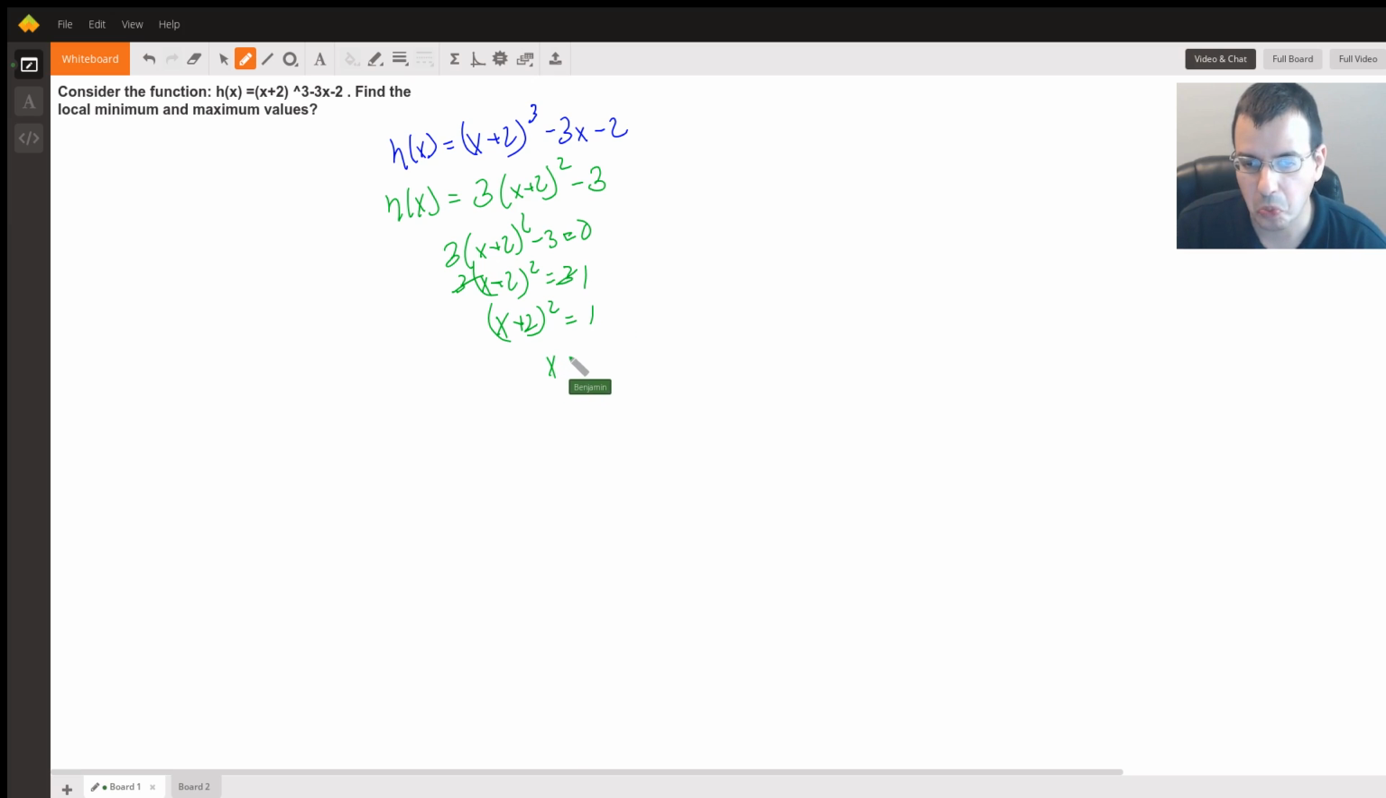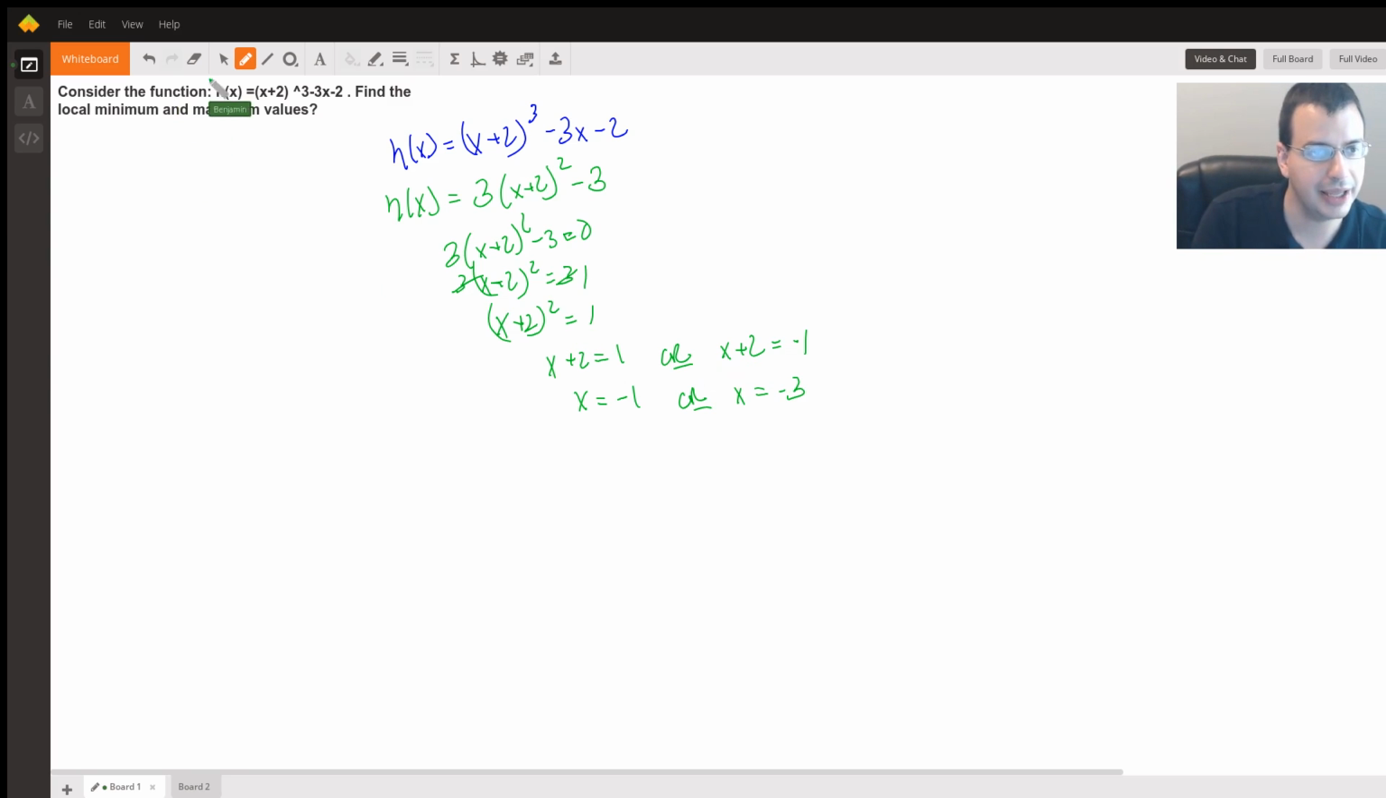So x plus 2 equals 1, or x plus 2 equals negative 1, because we took the square root, and negative 1 squared is 1, just like 1 squared is. So we have x equals negative 1, or x equals negative 3. 2 critical points. So let's draw up a table.